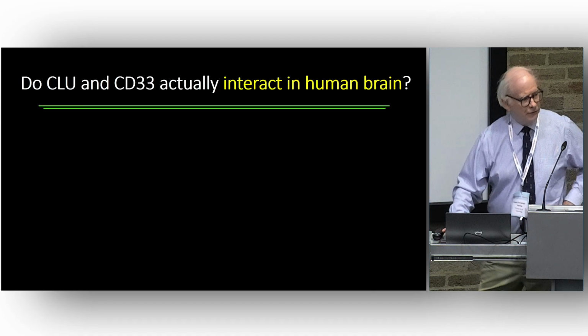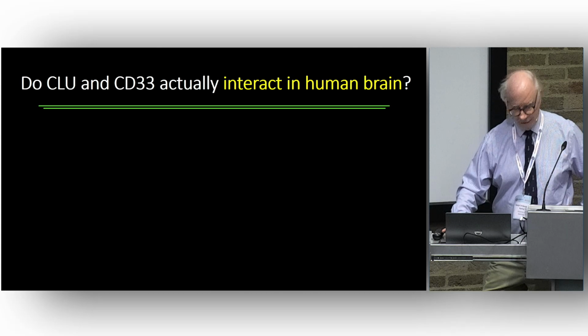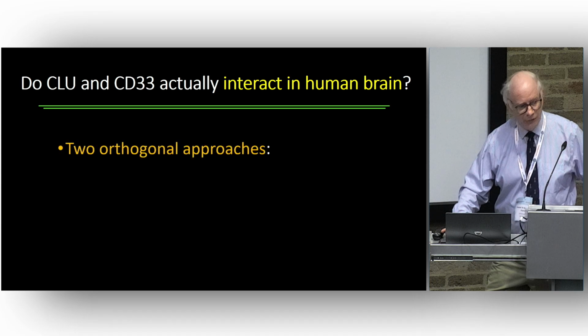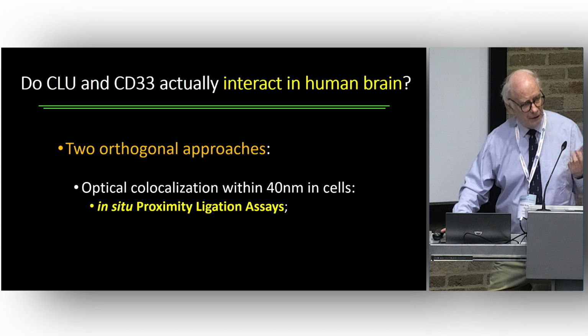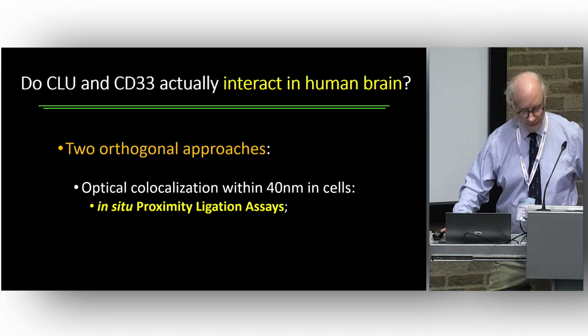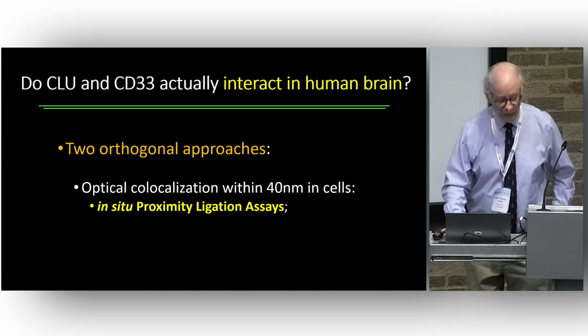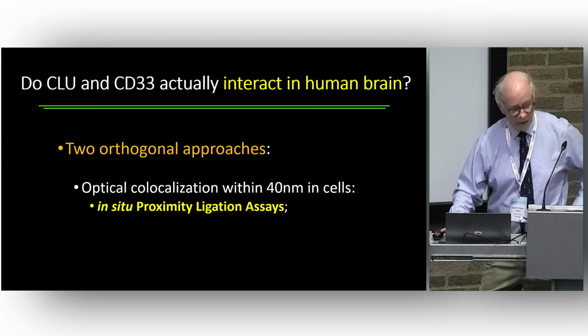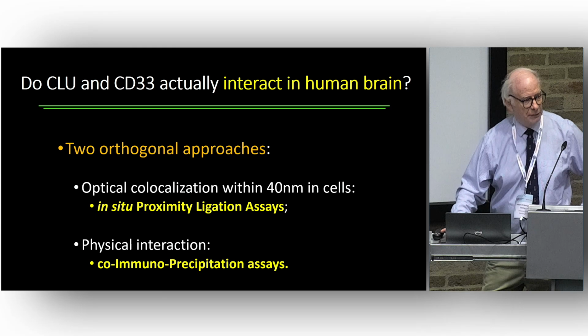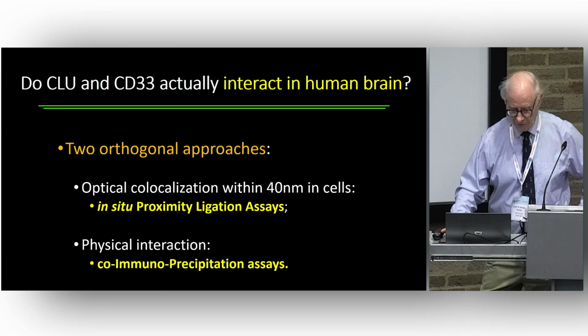So the obvious next question was, well, that's a very nice test tube experiment, but does it actually happen in human brain? And to look at this, we used two orthogonal approaches, one of which was to look for optical evidence of co-localization of clusterin and CD33 in cells in brain using in situ proximity ligation assays, and the other was to document the presence of a physical interaction by co-immunoprecipitation assays.